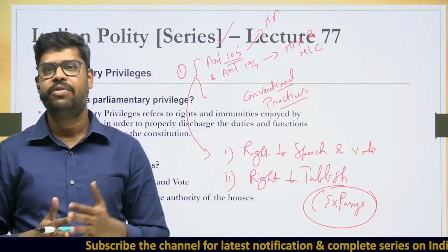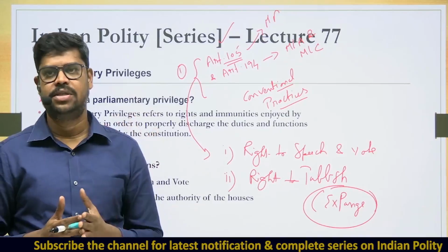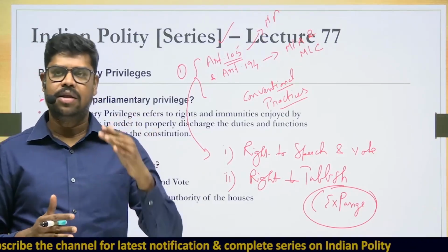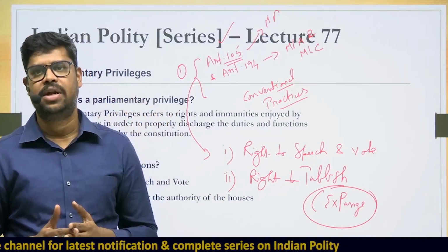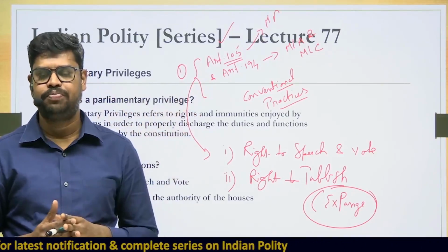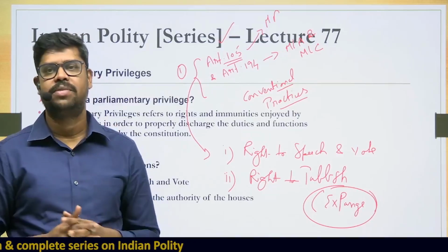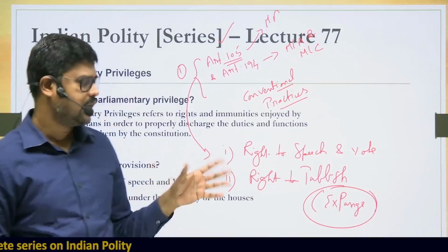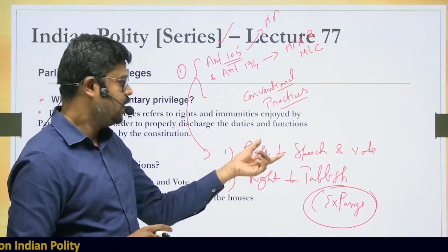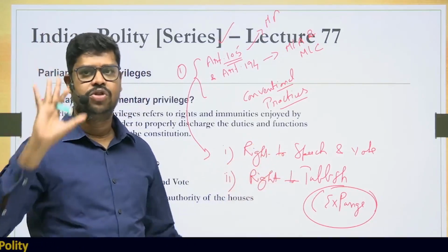if they want to exercise any of the other privileges, they are free to exercise them, provided that the parliament makes a law in this regard for the members of the parliament, and the state legislature makes an ordinary law in this regard for the members of the state legislature. So what is the key understanding you should have? These two privileges are anyway given in the constitution.